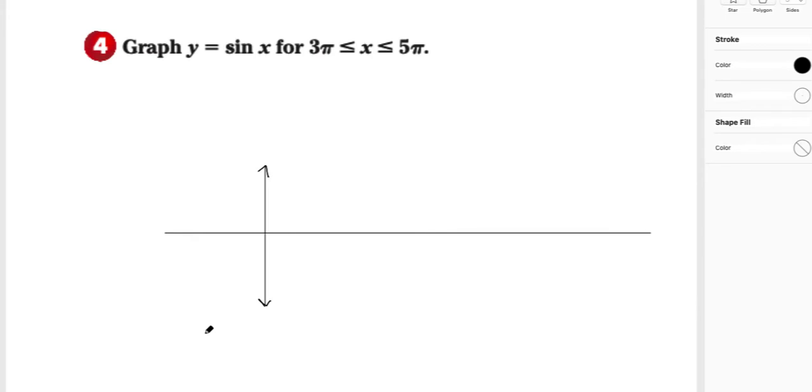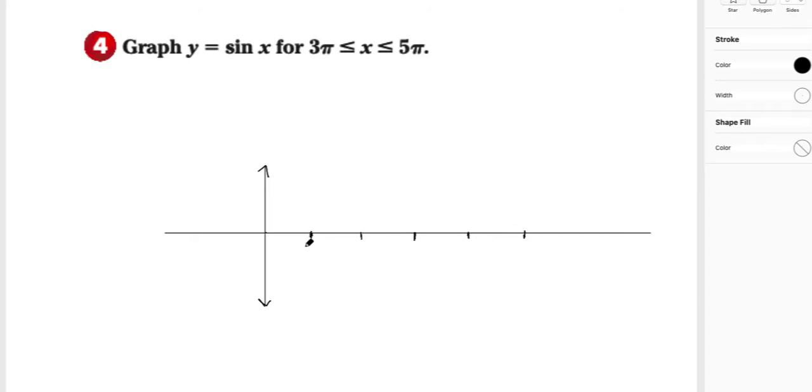In example 4, we're asked to graph the sine function between 3 pi and 5 pi. I personally would always think about what the actual sine function looks like. We have a couple cool things that we know about the sine function, which is that it intersects at every whole number multiple of pi.